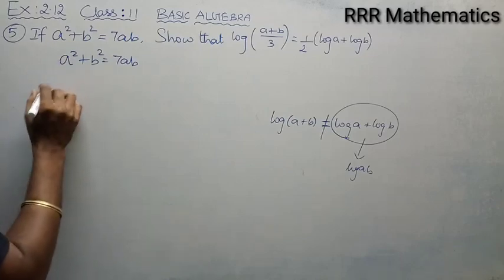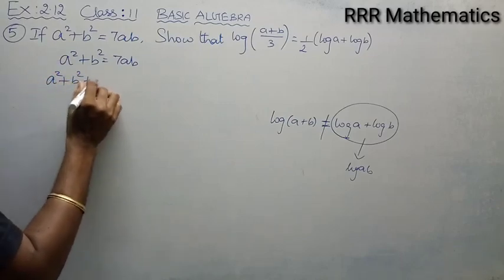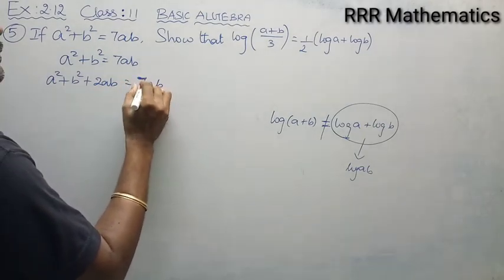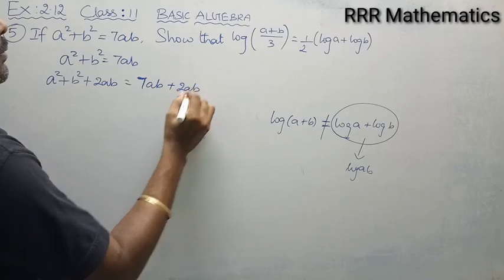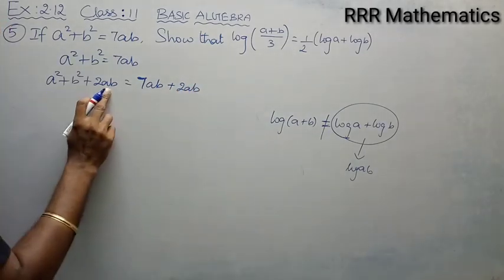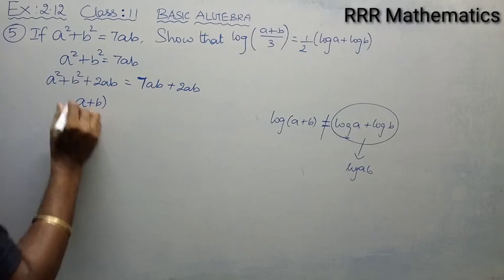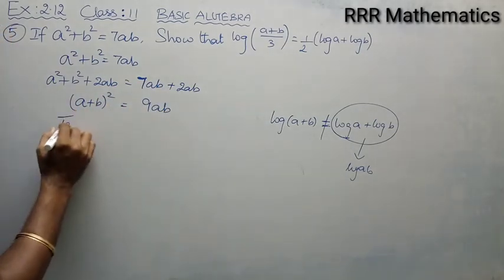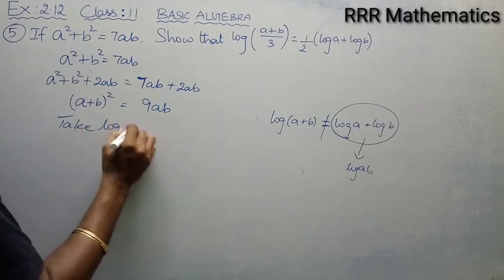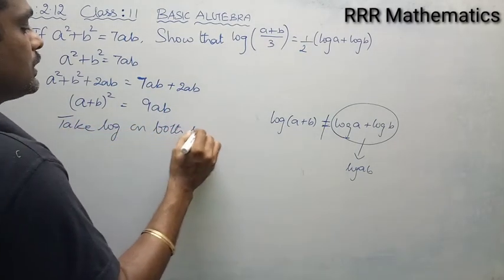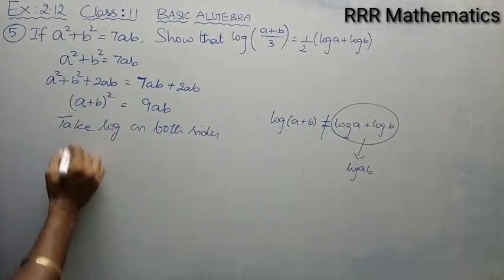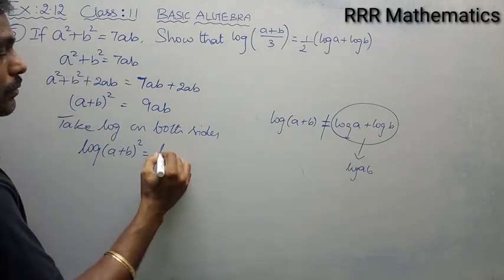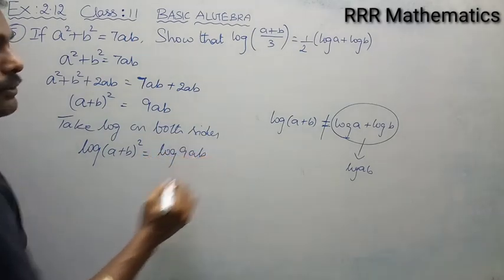So what I am going to do is add 2ab on both sides. What happened? It will be a plus b whole square: a square plus 2ab plus b square, so it will be a plus b whole square. And this will be 9ab. Now I can take log on both sides. So log of (a plus b) whole square equals log 9ab.